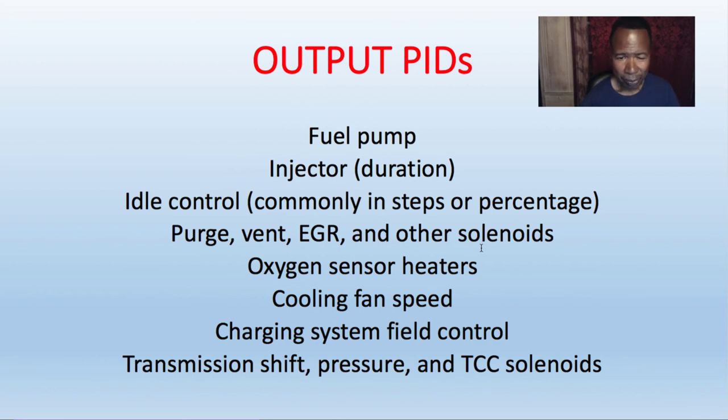Outputs could be fuel pump, injector duration, idle control, purge, vent, EGRs, O2 sensor heaters, cooling fan, charging system, transmission shift. All these are output devices the computer uses to help the vehicle drive correctly.